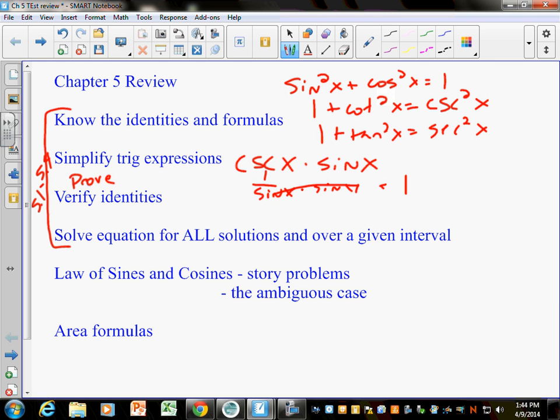We did take a quiz with proofs on it. You do have the worksheet with proofs on it. I think I passed it back. I'll check. But there's some on the review today that you could do.